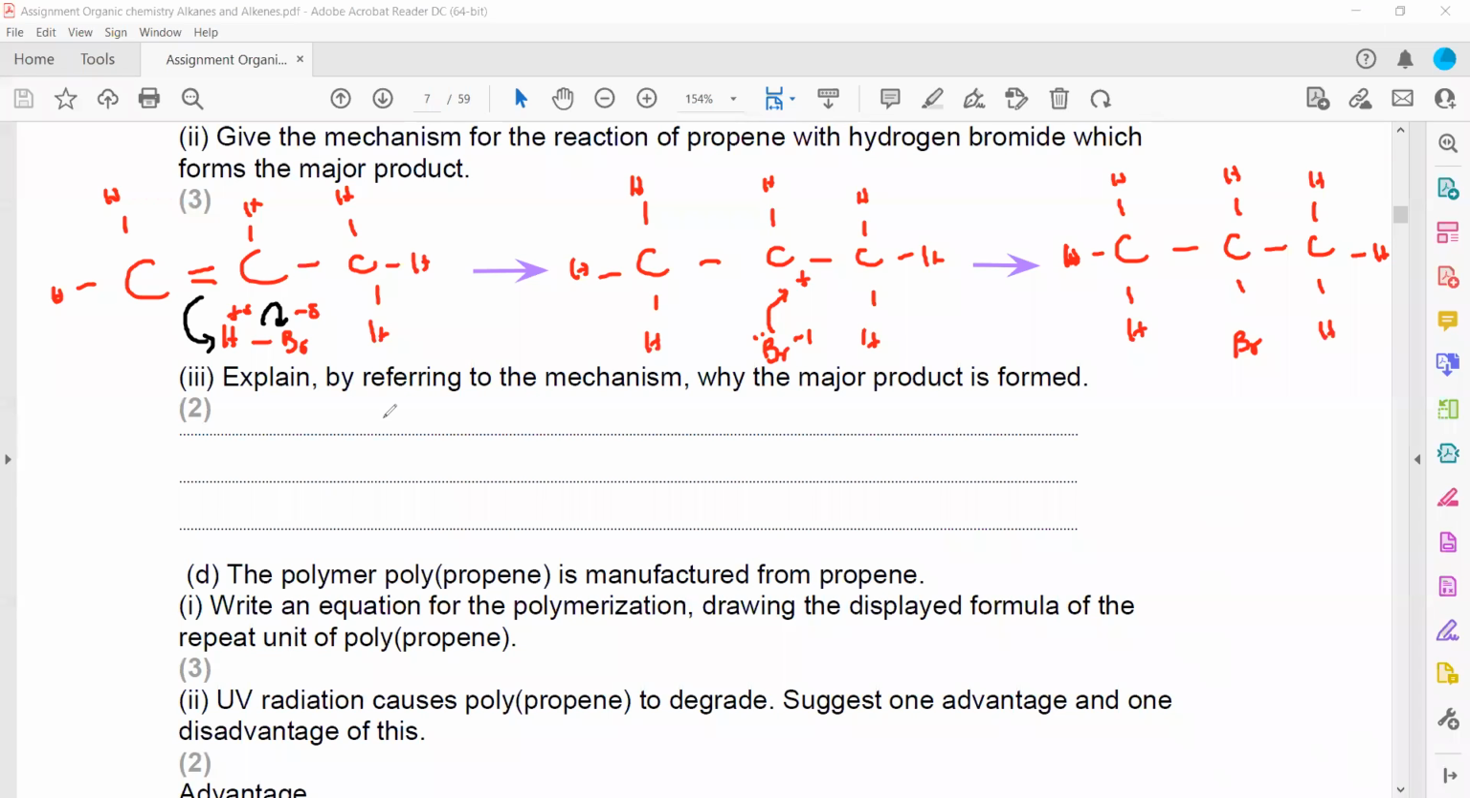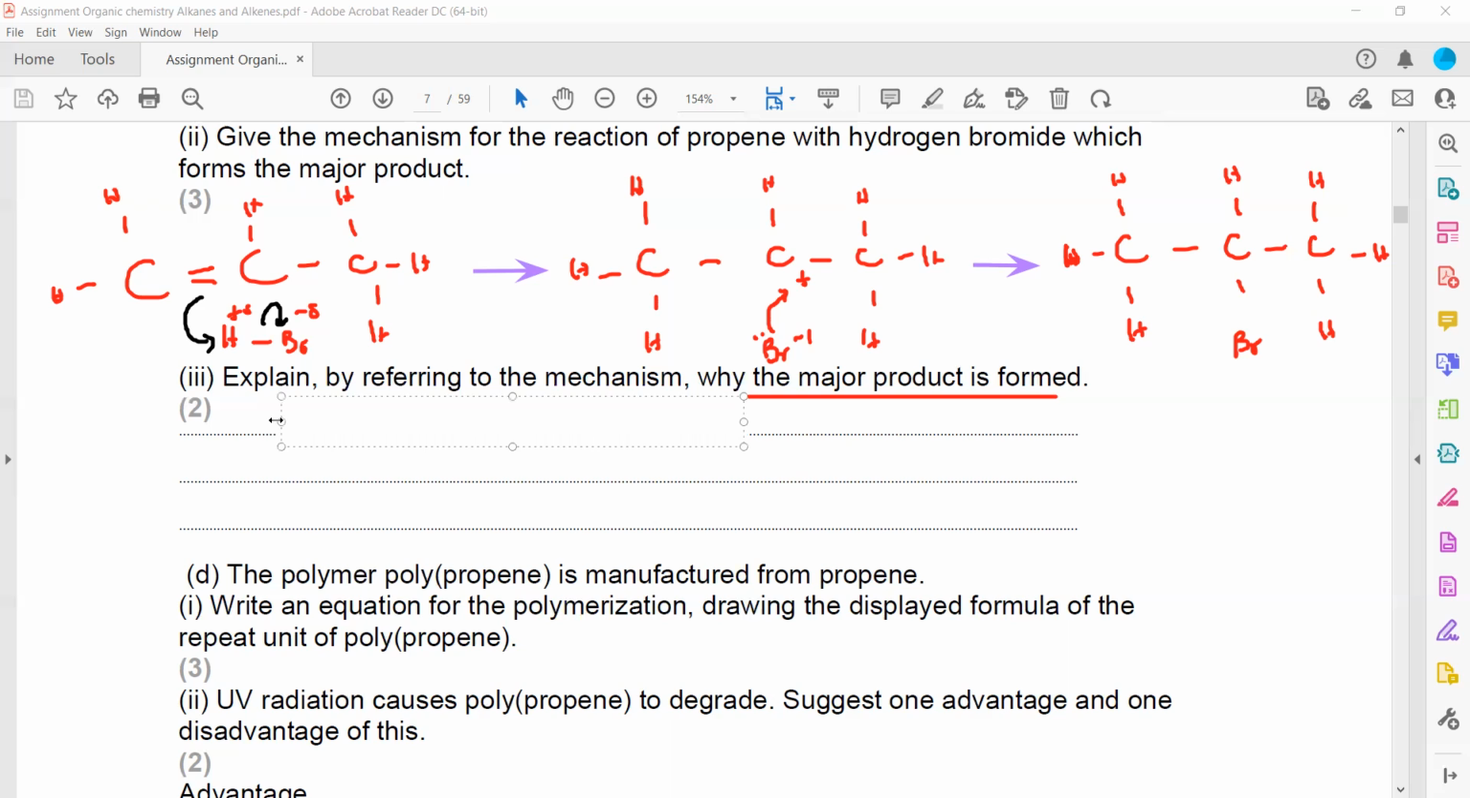Next: explain by referring to the mechanism why a major product is formed. What is the reason we have 2-bromopropane as the major product? Because the carbon cation is surrounded by more alkyl groups, and this is also called a secondary carbon cation. A carbon cation surrounded by more alkyl groups has greater stability than a carbon cation surrounded by few alkyl groups.